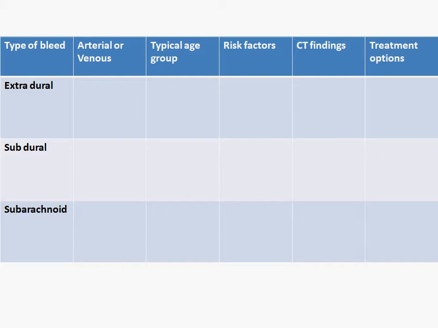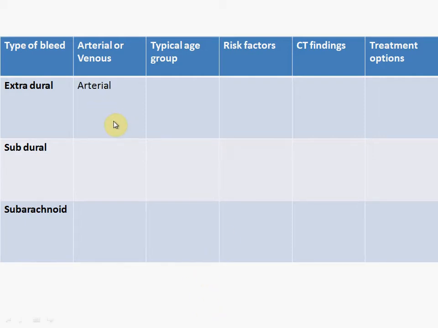Okay, so here is the summary. On this column here, we have the type of bleed: extradural, subdural, subarachnoid. And for each of these three bleeds that we've been looking at, we're going to answer the questions: arterial or venous, the typical age group, risk factors, CT findings, and treatment options. So, quick fire now.